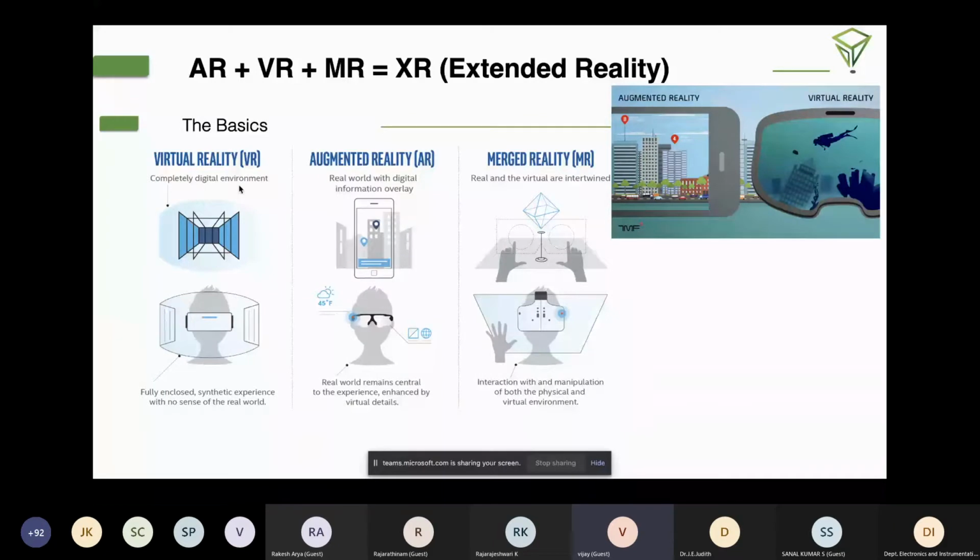Then we went into surgery training and also education, educating patients and surgeons, training on a VR simulator before they do the actual surgery. Then we talked about how multiple surgeons or doctors can collaborate from different parts of the world on the surgery.